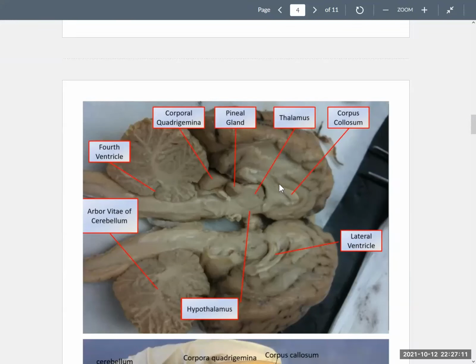If we go to the end of the corpus callosum, which is back here, here's the whole corpus callosum. You go to the end and drop off. This little gland is the pineal body. It secretes melatonin for sleep control. It's right next to this rounded structure that looks like a baby scallop. This is the thalamus.